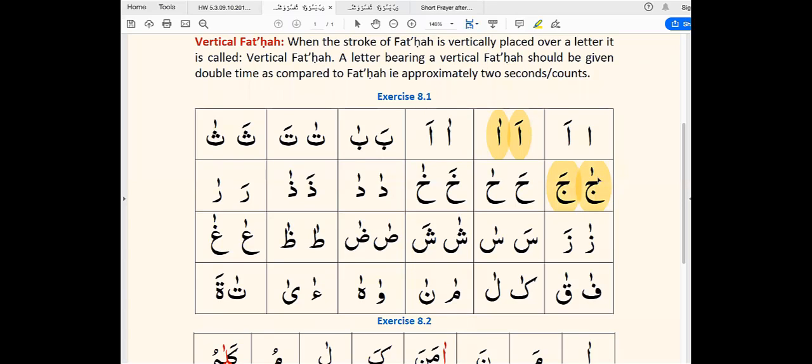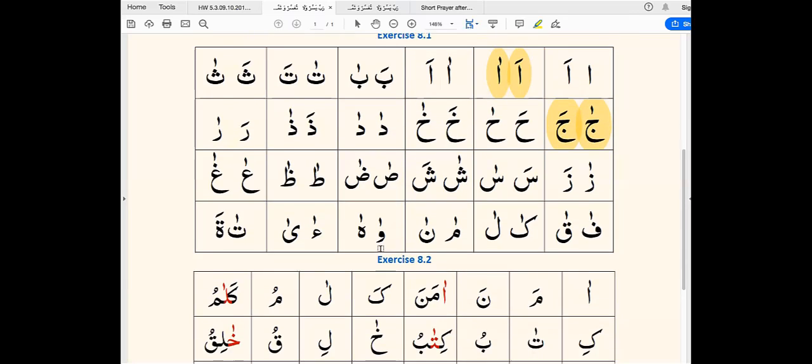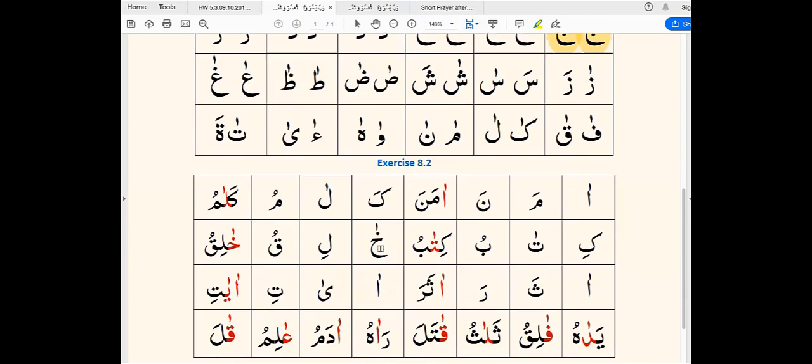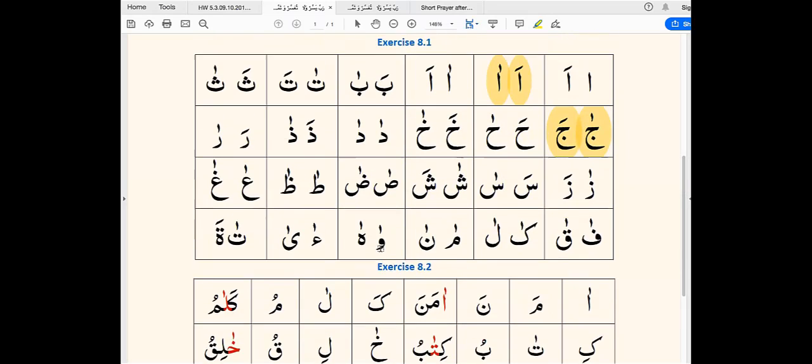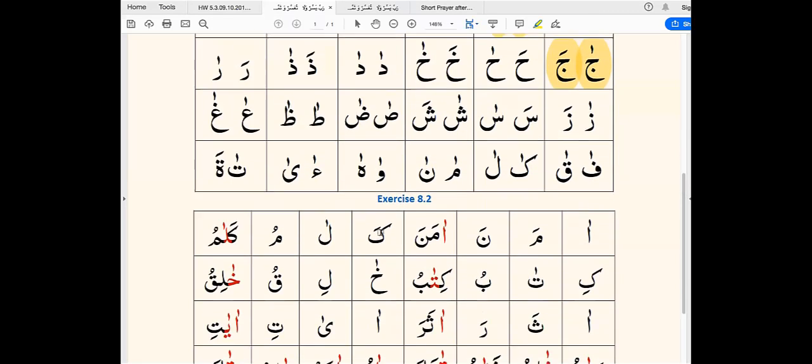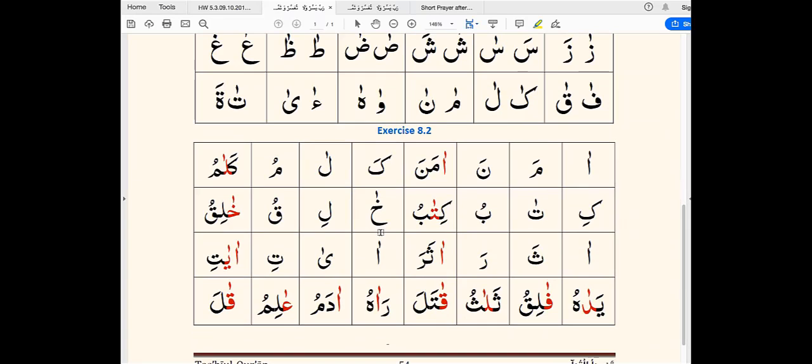So it will be ja, 2 seconds. Okay, so you covered this yesterday, so we're just going to revise today and recap this along with vertical kasra that we covered. Sorry, you covered this on Monday, you covered vertical kasra yesterday. We'll revise both of those lessons today.